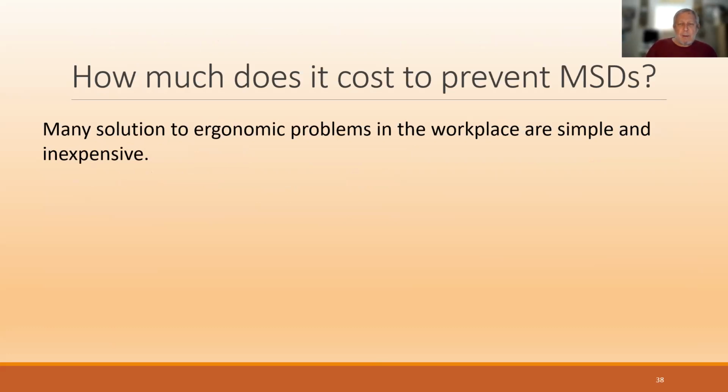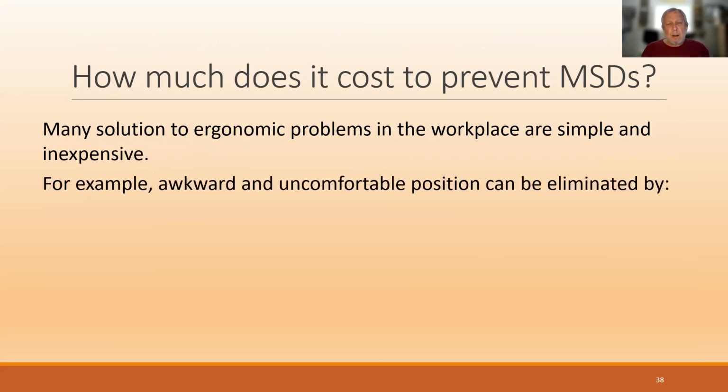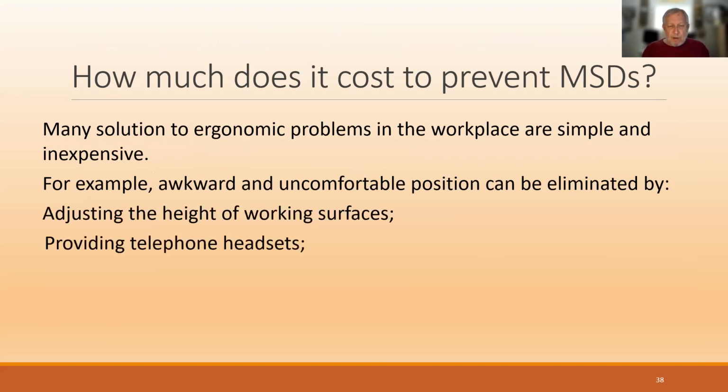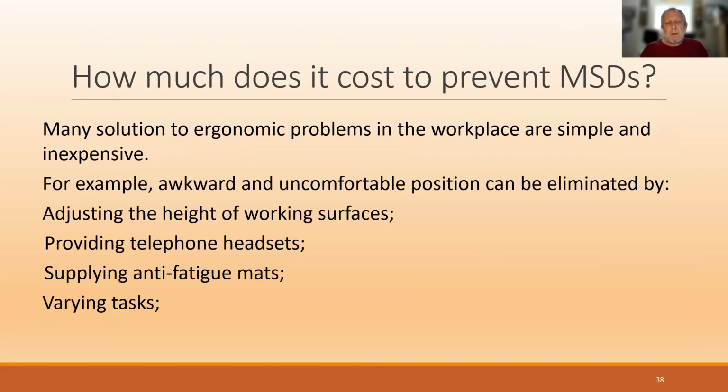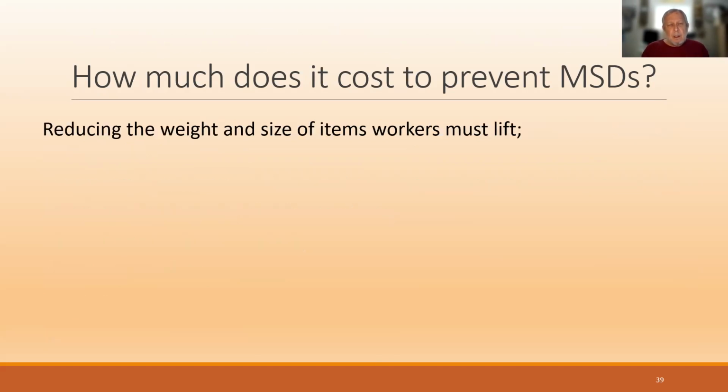Many solutions to ergonomic problems in the workplace are simple and inexpensive. For example, awkward and uncomfortable positions can be eliminated by adjusting the height of the work surfaces, perhaps. Providing telephone headsets to somebody that's answering the phone all the time. Supply anti-fatigue mats. Varying the tasks. Don't be doing the same thing all the time. Short breaks. Five minutes an hour sometimes is enough, but short breaks to keep from doing that same thing all the time give you some recovery time during the day.